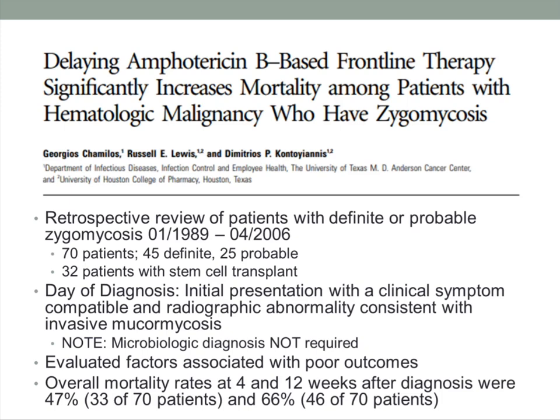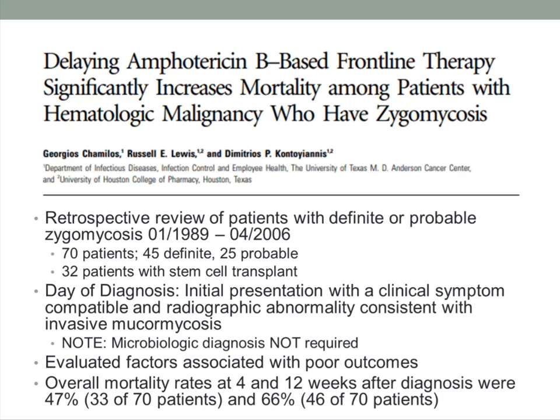And then they went and looked at the risk factors that were associated with poor outcome. So if I'm treating these patients, what medications do I use? What time or how soon do I start treatment? What's associated with a poor outcome in mucor? The mortality rate is still quite high. At 4 weeks, it was a 47% mortality. At 12 weeks, it was 66%. So the majority of patients had unfortunately died.